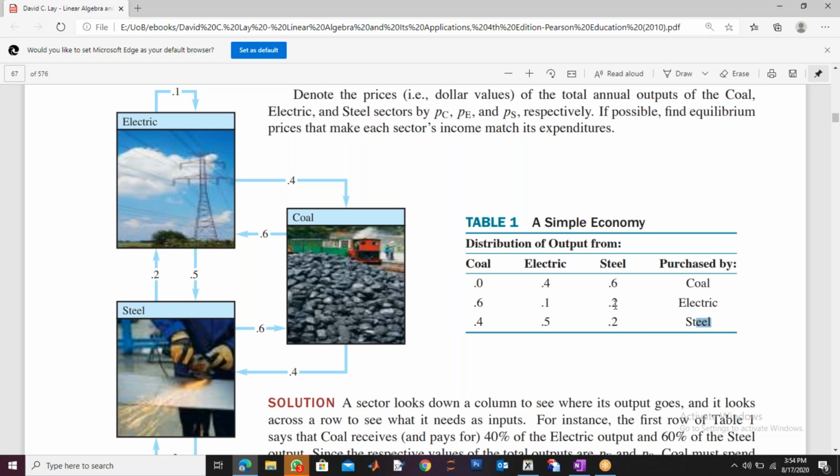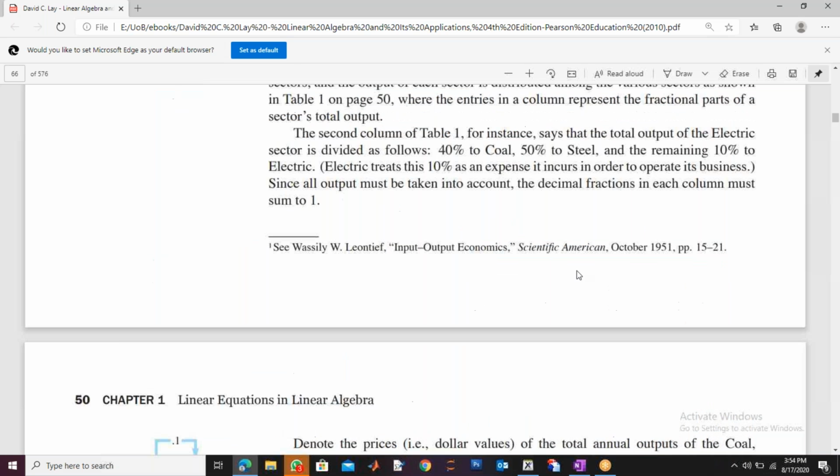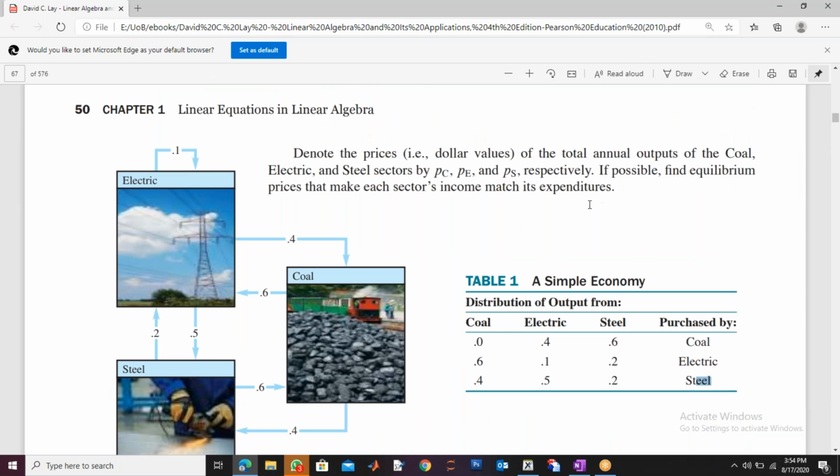So now, how do we make a system of equations from here? Denote the prices of the total annual outputs of coal, electric, and steel as PC, PE, and PS. PC means price from coal, PE price from electric, and PS price from steel: S for steel, E for electric, and C for coal. So these are the three variables now. I can call them X1, X2, X3 as well.